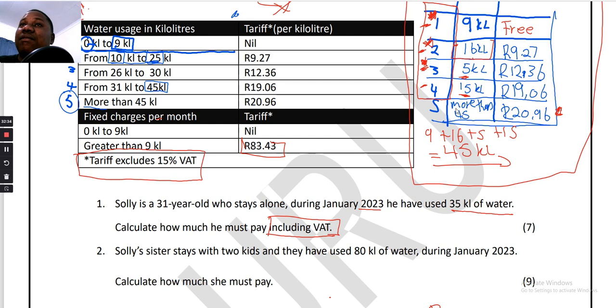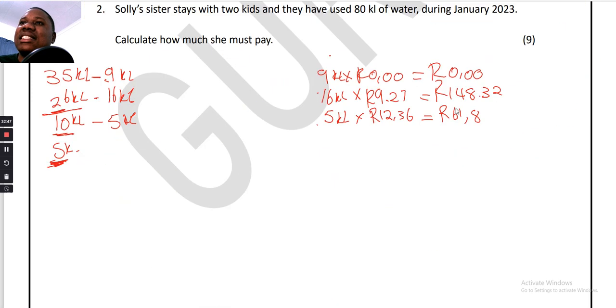5 can fit into 15 and it will have some remaining. We don't care about how much is remaining. We only care about how much is left for us to charge. We are left with 5 kiloliters to charge, meaning that when we go to block number 4, we are not going to charge 15 kiloliters. We are only going to charge the 5 kiloliters that are left.